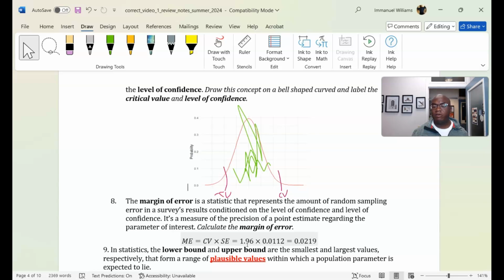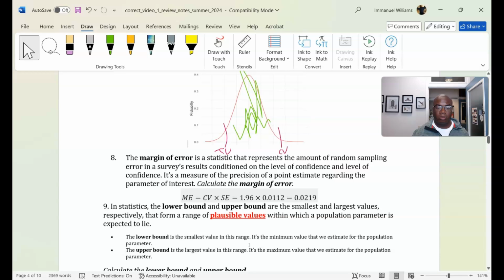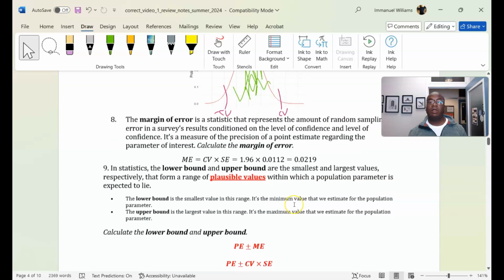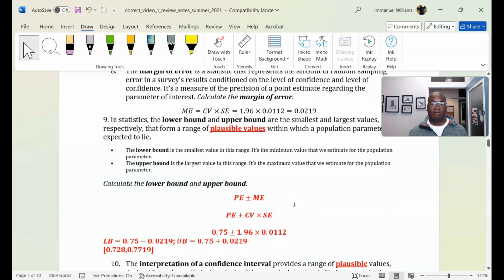Okay, so in statistics, the lower bound and upper bound are the smallest and largest values, respectively, that form the plausible values within which a population parameter, in our case the population proportion, is expected to lie. So this is our explanation, and then this is the math behind it. Point estimate, which is what we found, which is our 0.75, plus or minus our margin of error, which is what we found to be 0.0219. So we add 0.0219 to 0.75, that's going to be our upper bound. And when we subtract, that's going to be our lower bound. Okay? And that's the math here. So that is what we have for this problem.